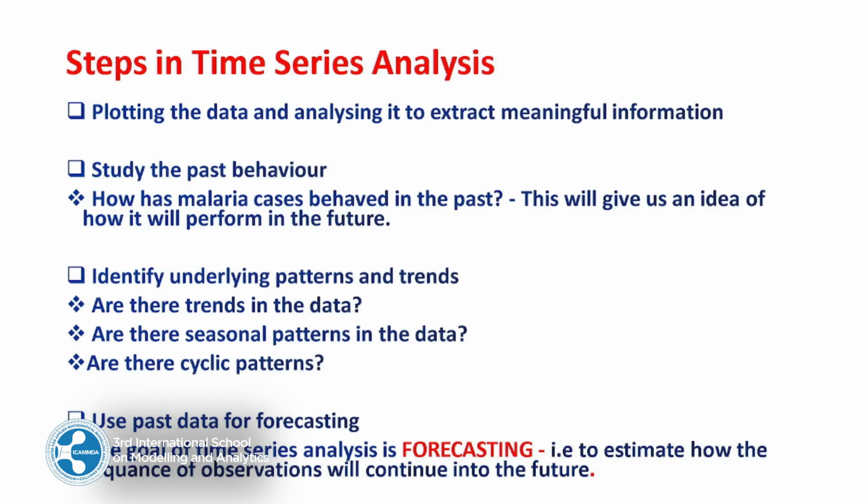Also identify underlying patterns and trends. When we identify underlying patterns and trends, you look at the plotted time series data and check, are there trends in this data? Our time series data has some components: trends, seasonal patterns, cyclic, and all that. So trend, we said trend is what? How do you define trend? The upward or downward movements in the entity.